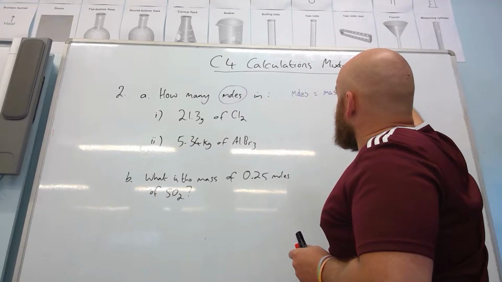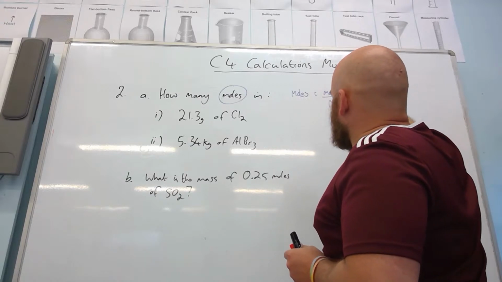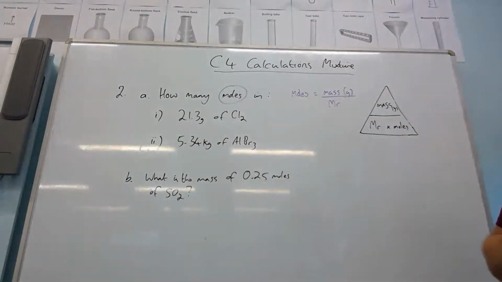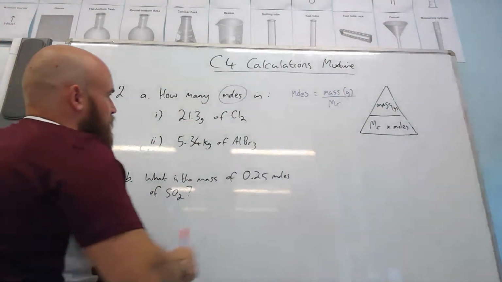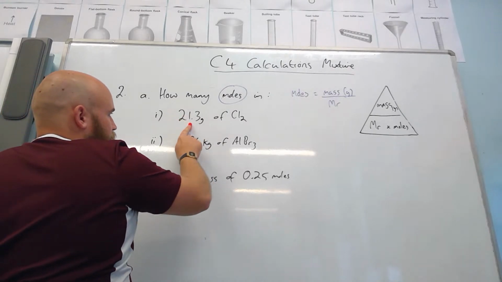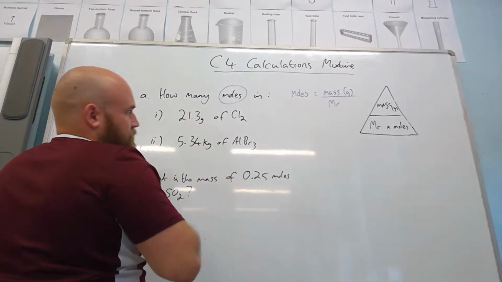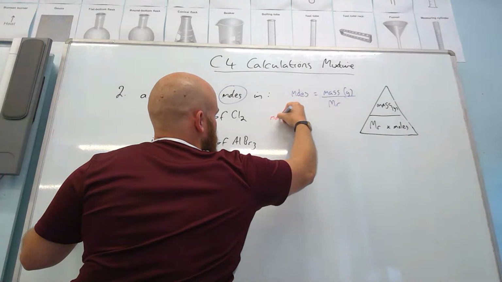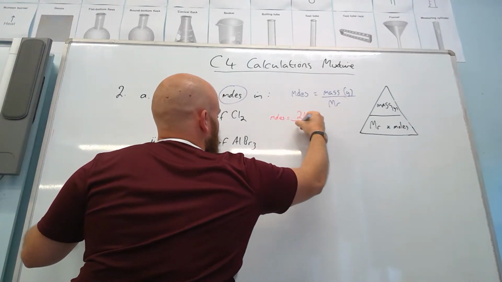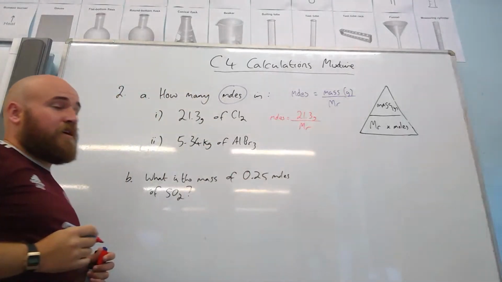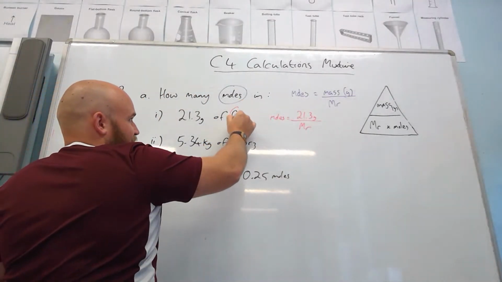Mass in grams divided by MR. Okay, so let's look at the first question then, for 21.3 grams of chlorine. So we've got a mass. So we know that it's going to be moles equals 21.3 grams divided by MR. So we need to work out the MR of Cl2.